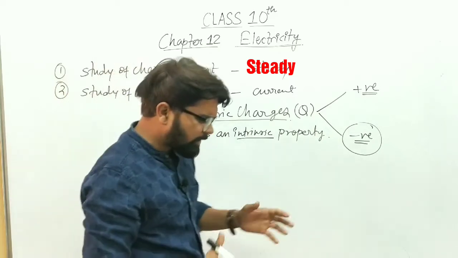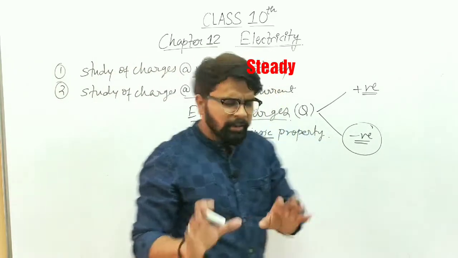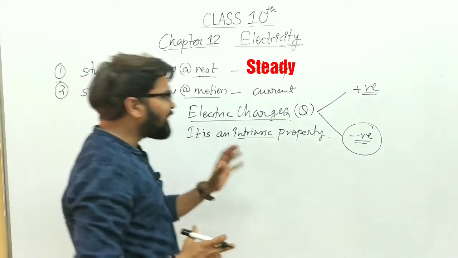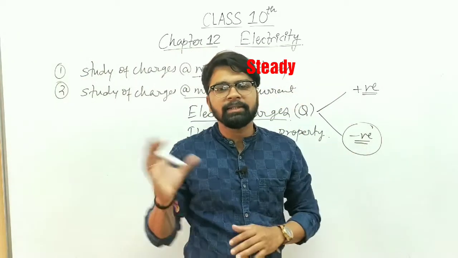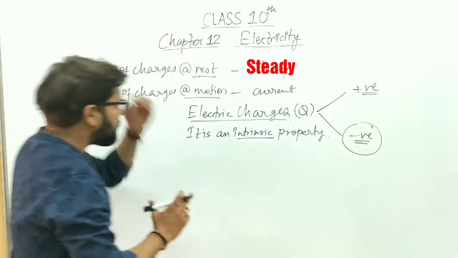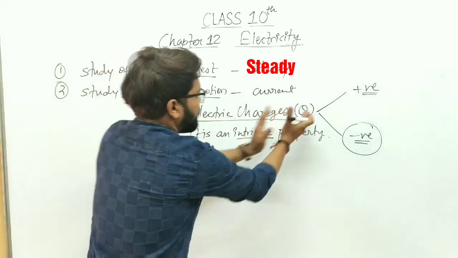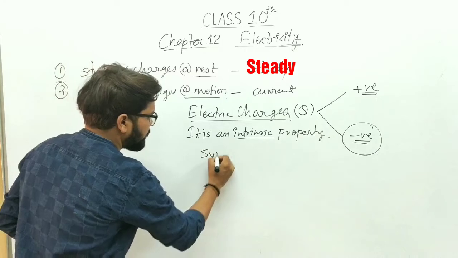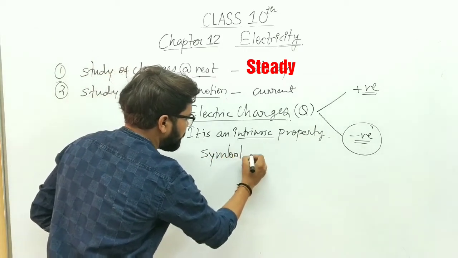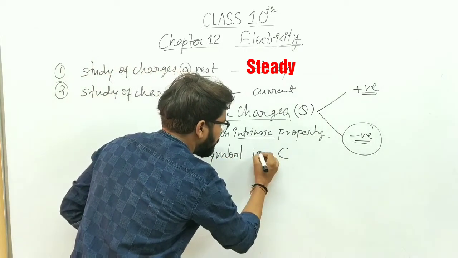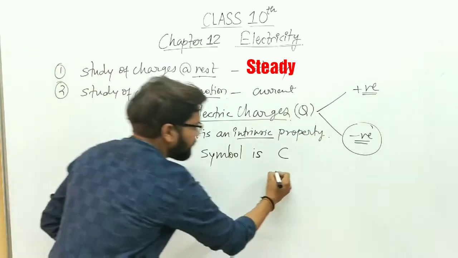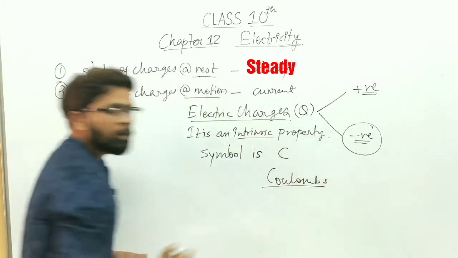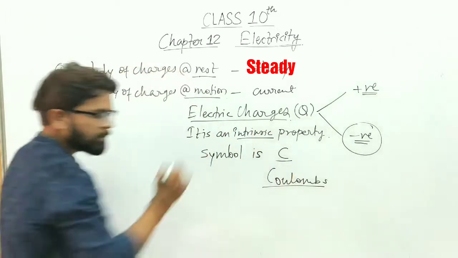You can imagine any metal, any non-metal, anything. So it is an intrinsic property. It was introduced by the scientist Coulomb. It is represented by Q, and its symbol is capital C, because it was named after Coulomb.